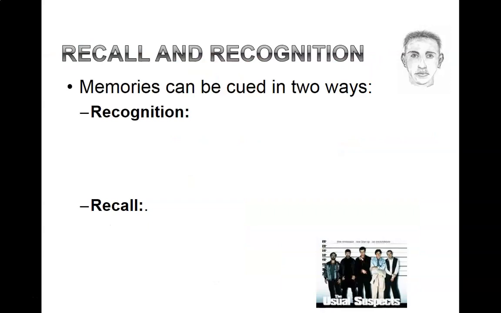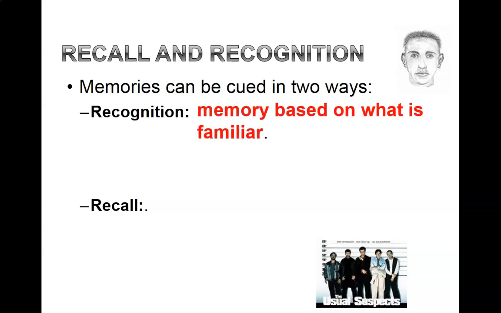The next two of these are recall and recognition. These are retrieval cues. One is a little easier than the other. Recognition, you're just looking for what's familiar. Recall, on the other hand, and an example of recognition would be multiple choice, a police lineup.